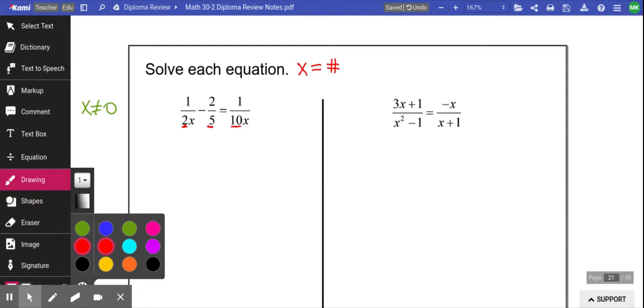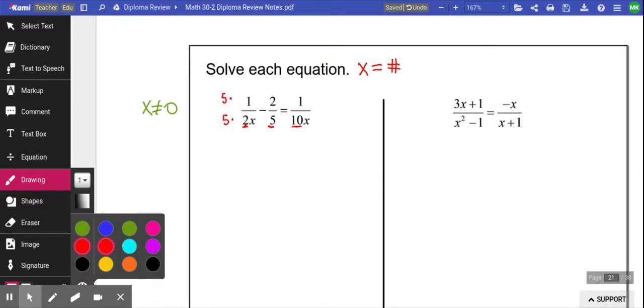What's the lowest number they all multiply to become? 10. So to make the first one 10, we would multiply by 5, top and bottom. To make the second one, 2x, we'd have to multiply by, yeah, you're right, 2x. I'm just going to do 2 for now, but you are right. I'm just trying to make it 10. To make the third one 10, we don't have to multiply by anything because it's already 10.